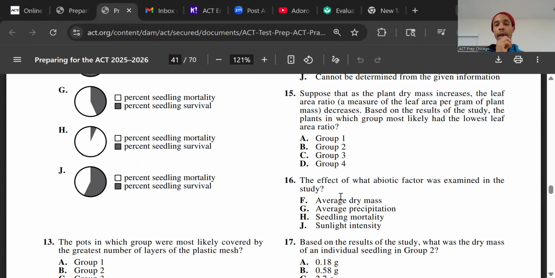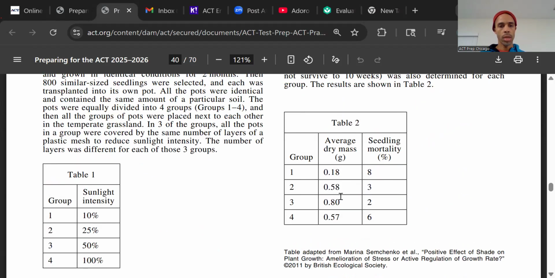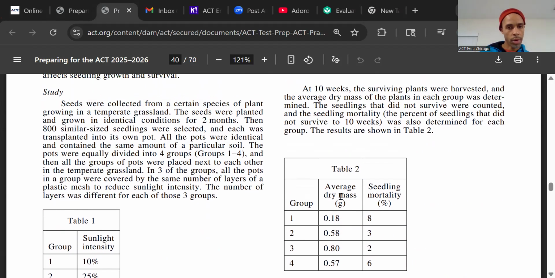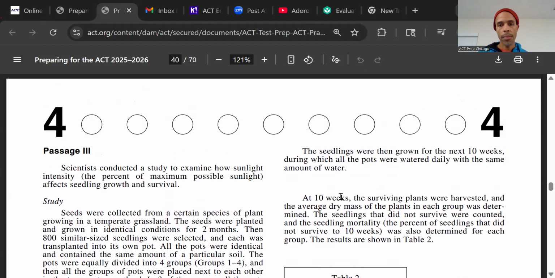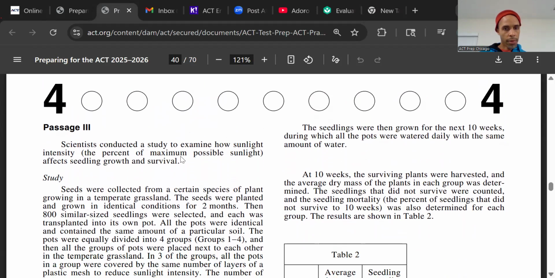The effect of what abiotic factor was examined in the study? Dry mass, precipitation, seedling mortality, sunlight intensity. I don't know what the abiotic factor was. You would have to know background information of what an abiotic factor is. I was just looking for the word to see if they talked about an abiotic factor.